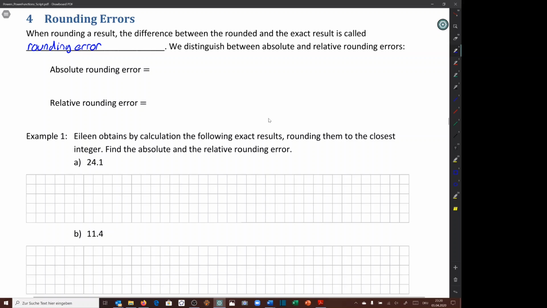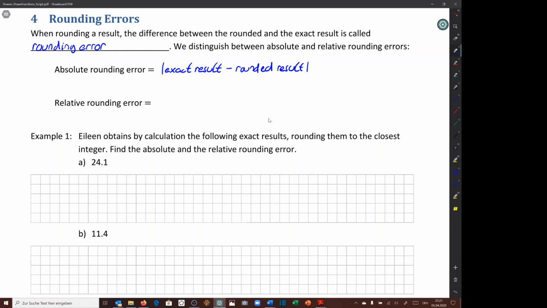When we find a result and we round it, then there is a difference between the rounded result and the exact result, and this is called a rounding error. We distinguish between two types of rounding errors, the absolute and the relative rounding error.